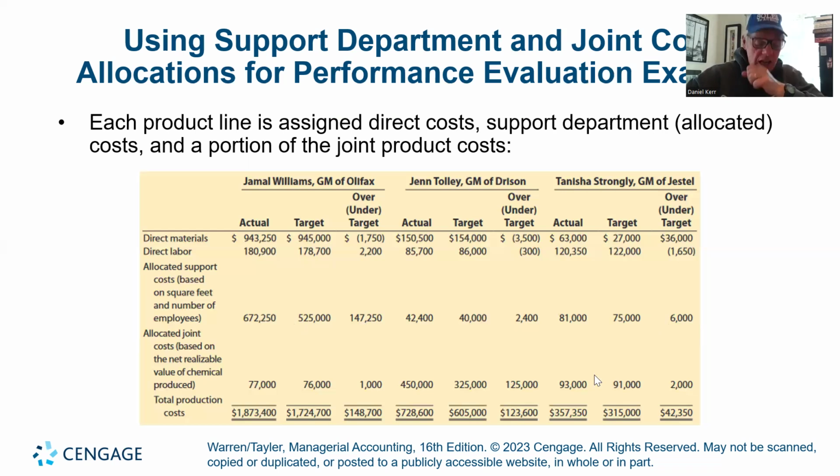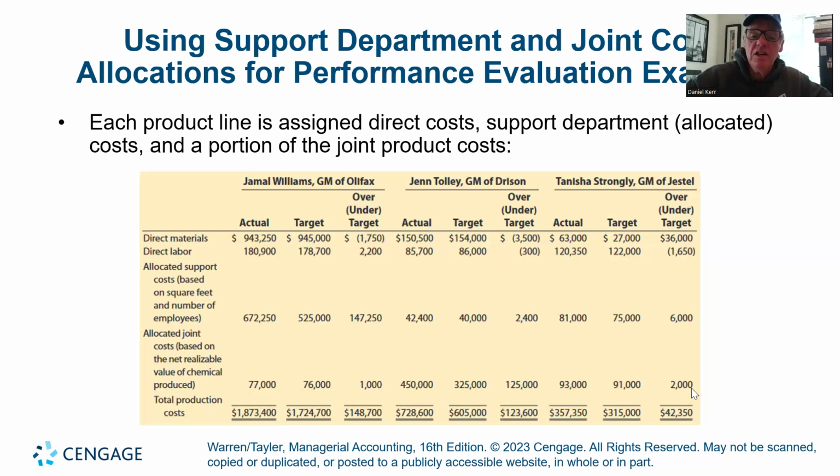And then if you look at the allocation of joint costs, notice again that Jamal is over budget just $1,000, but Jen is over budget $125,000. This is the allocation of costs on the basis of net realizable value, which takes a look at the value of the products as a basis of allocation. And then you would see that Tanisha is only over budget $2,000.